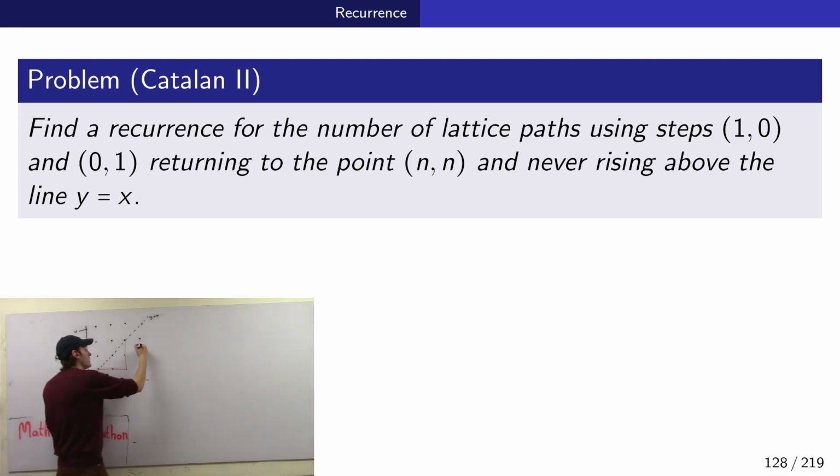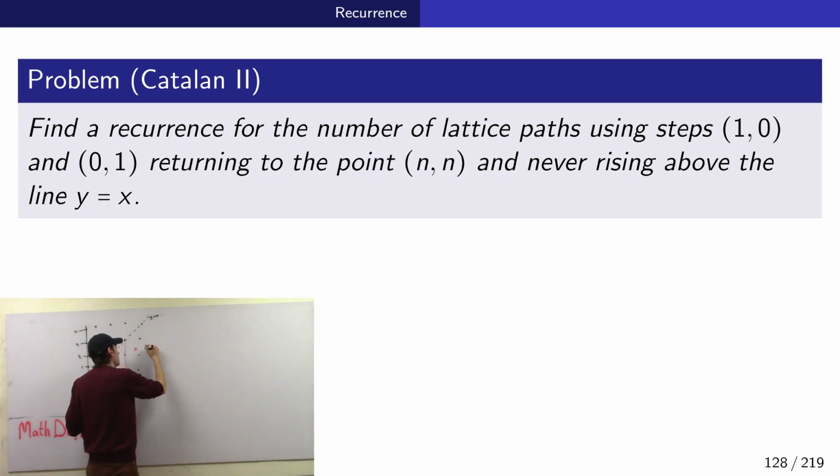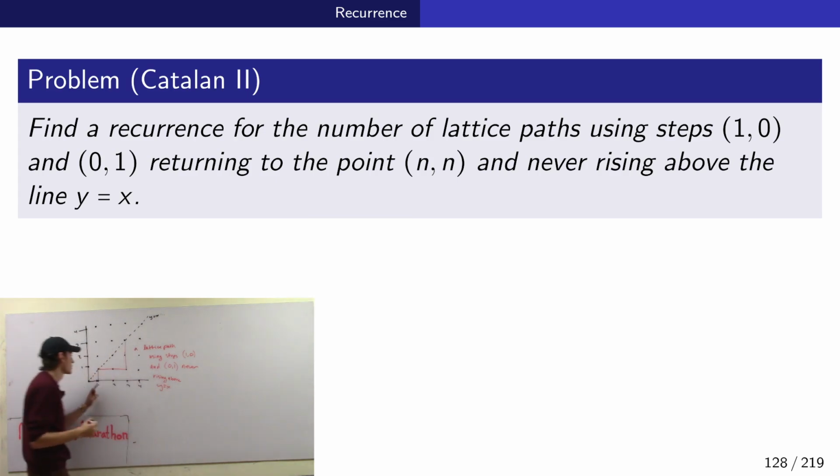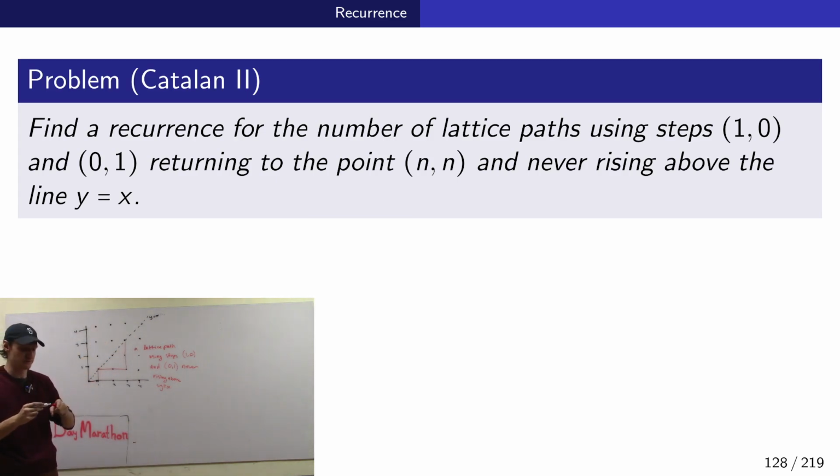And so this, we call this a ballot path sometimes. So this is a lattice path using steps 1, 0 and 0, 1, never rising above y equals x. You're allowed to touch it in the middle, but you're never allowed to rise above it. Okay. So I want to figure out what this is. How are we going to define this?